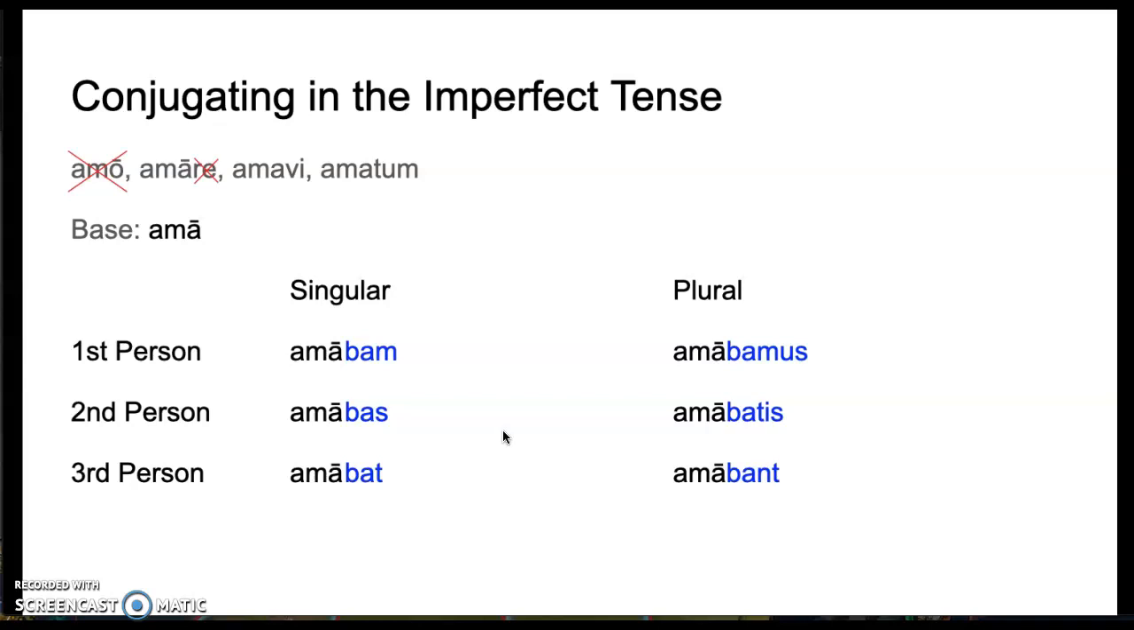I'm a bam, I'm a bas, I'm a bat, I'm a bamus, I'm a batis, I'm a bat. So that's how we conjugate the imperfect tense with a first conjugation verb.